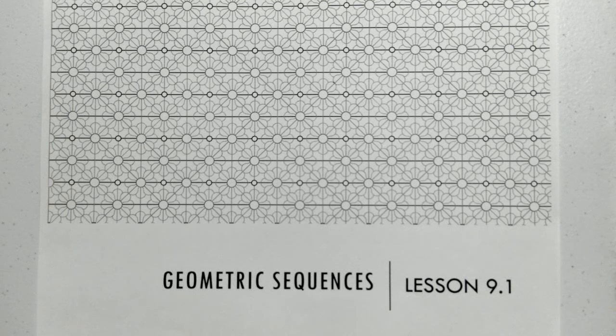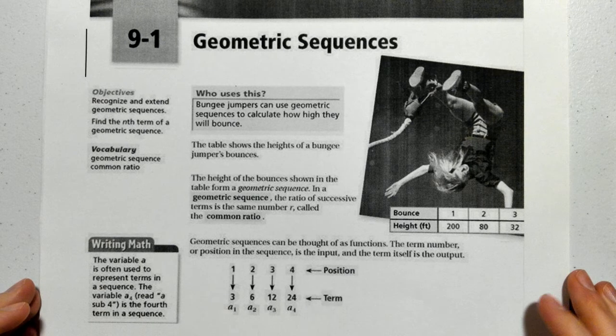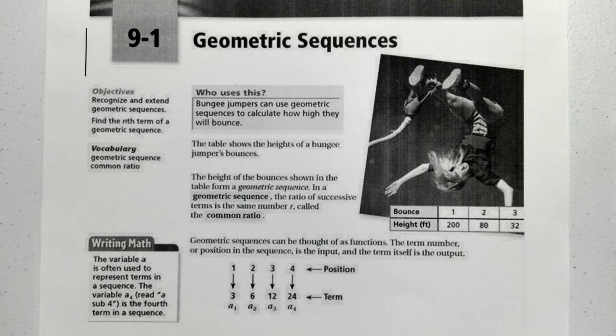Lesson 9.1 is on geometric sequences. In this lesson, we'll recognize and extend geometric sequences, and then we'll also find the nth term of a geometric sequence. So the table here shows the heights of a bungee jumper's bounces.